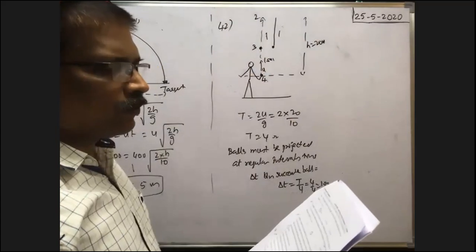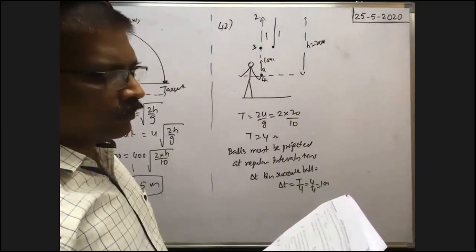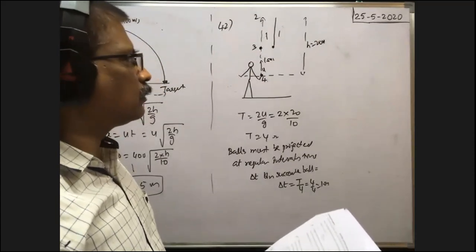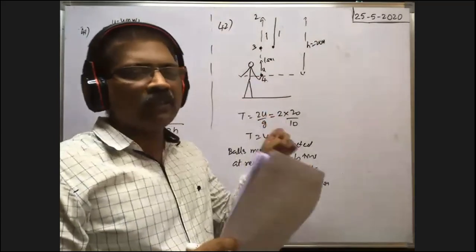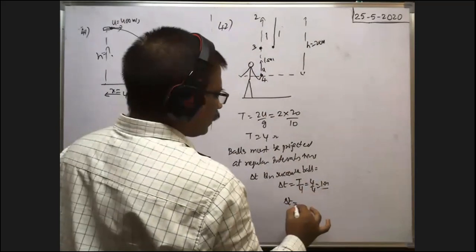Now what they asked: what time interval should he maintain for the proper distance between them, to have any one ball always in his hand? That means 1 second only. They asked only this time interval. Time interval t is equal to 1 second.